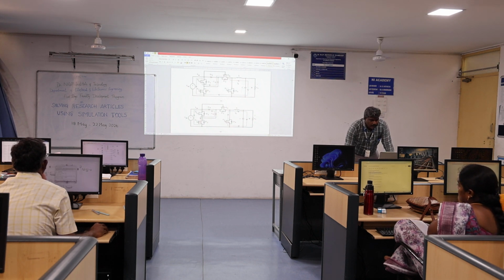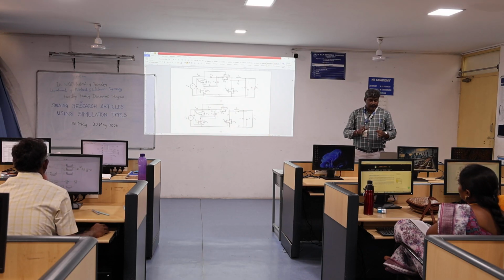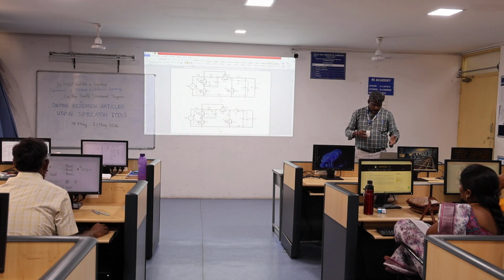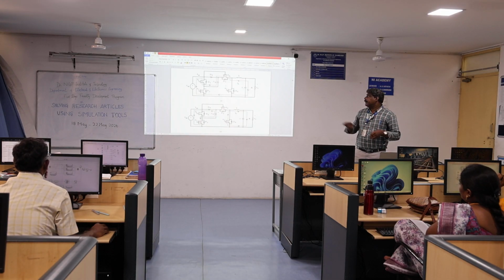So now using this equivalent circuit during the on time period and off time period, we are going to apply KCL and KVL. Now how many storage elements are available here?